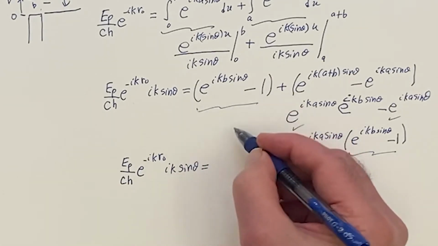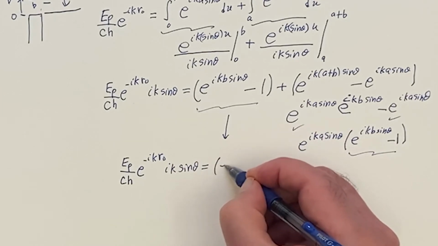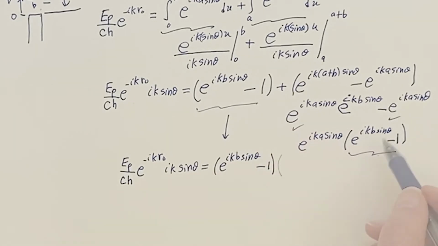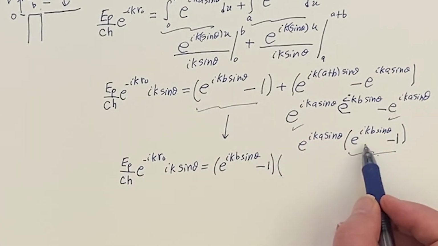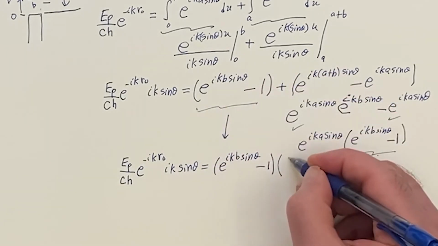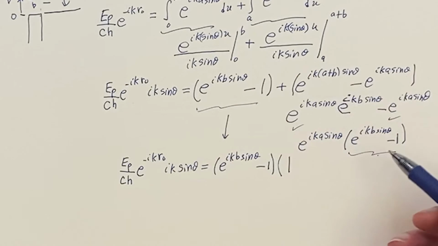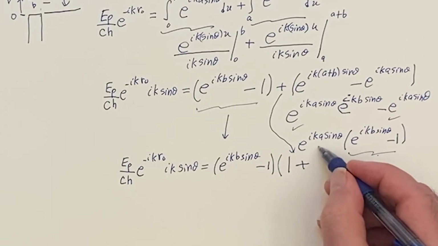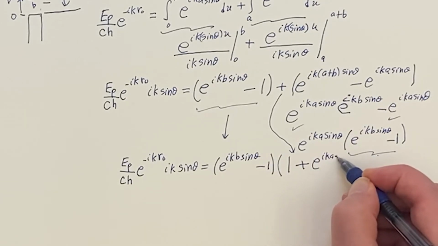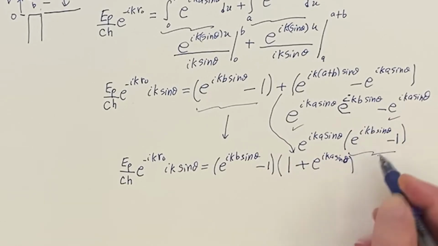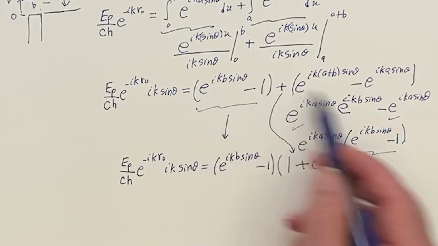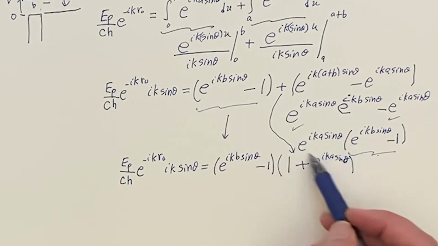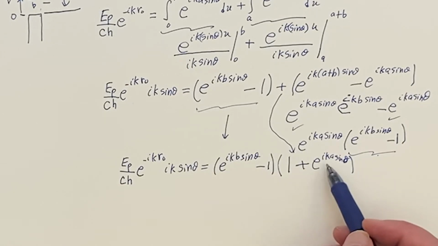So we're going to write this term first, e to the iKb sine of theta minus 1. When you factor this out, we're going to have one of them, that's this one here. But then over here we're going to have a plus because of this plus sign, and we're going to have this thing here, ka sine of theta. So this came out front, and then we have one of them here, and then we have this factor for the other piece.